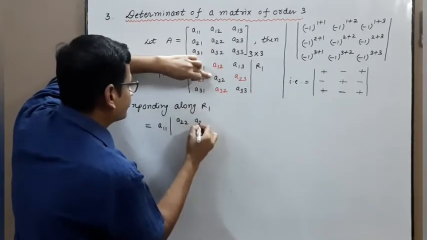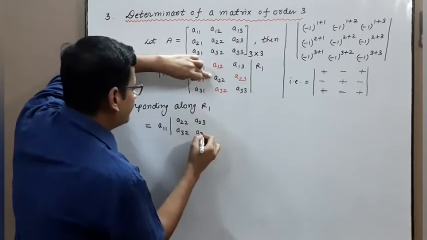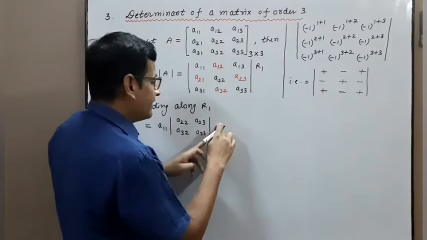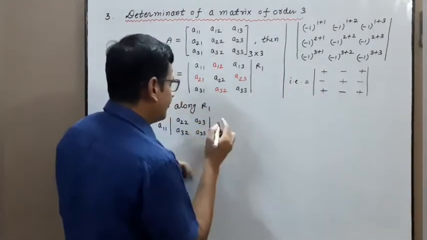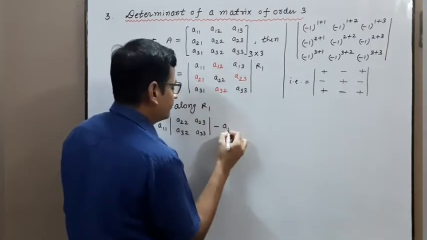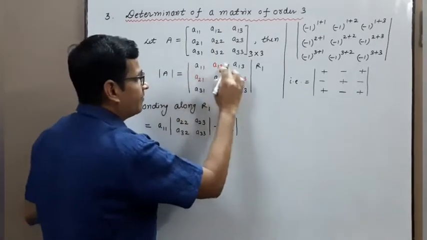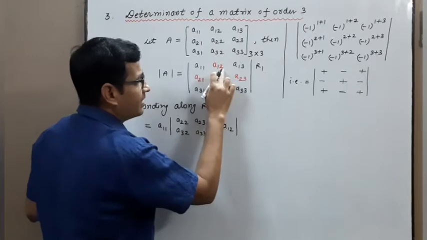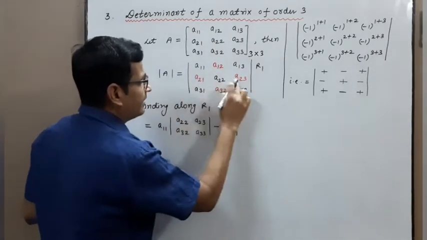A22, A23, A32, A33. After this sign, which sign will we take? First plus, then second sign minus. Then write A12 into the determinant obtained by eliminating first row and second column. One represents the first row and second represents the second column. So eliminate first row and second column. Write the remaining four elements.